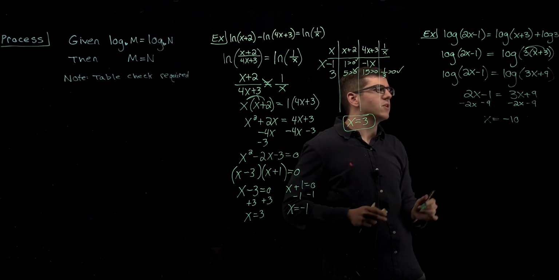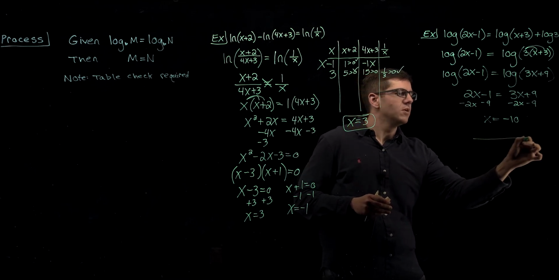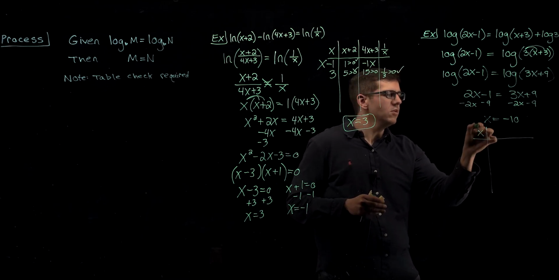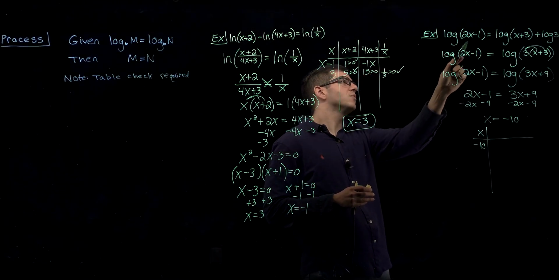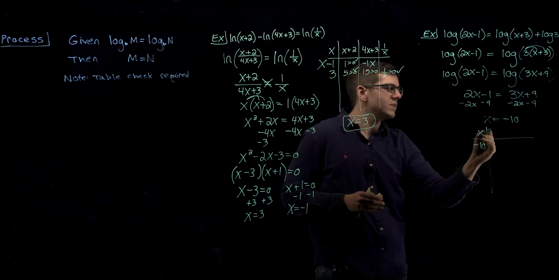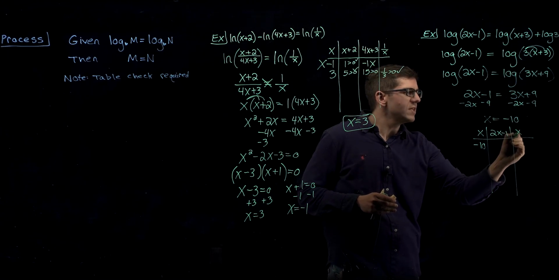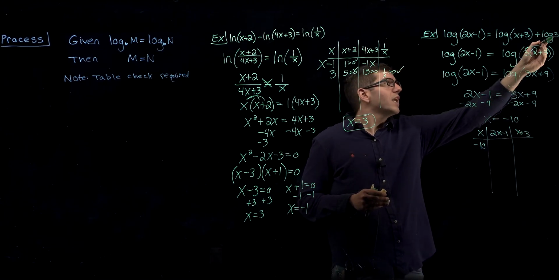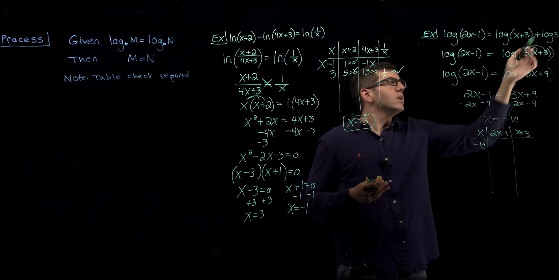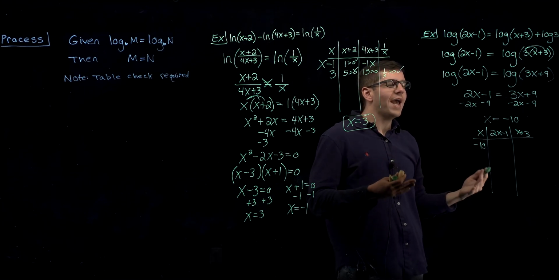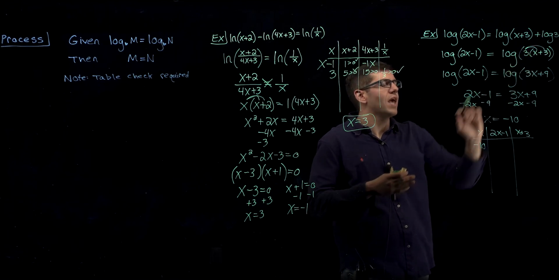But remember, before we circle this answer, we have to make sure that this checks out with our table. So we create a table with our x value of negative 10. We're testing it inside the original value of 2x minus 1 inside the first log, and x plus 3 inside the second log. And while you can technically make another column for this log of 3, 3 will always be positive no matter what x is. So you don't have to do another check for that. It's automatically going to work for that log.